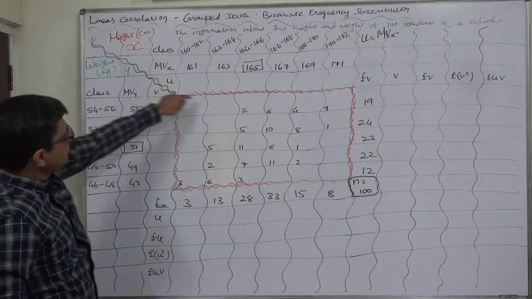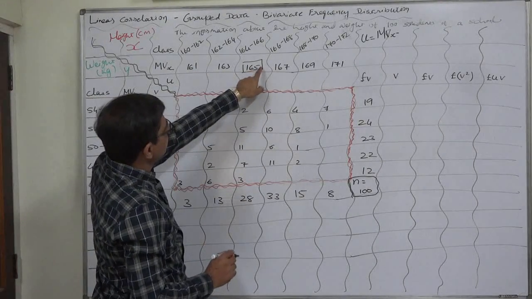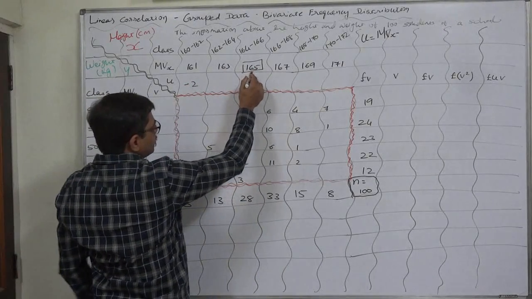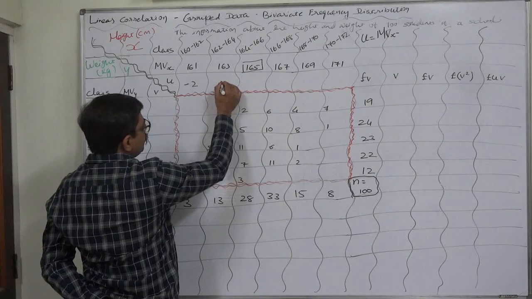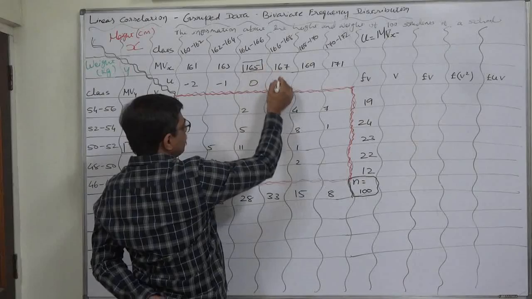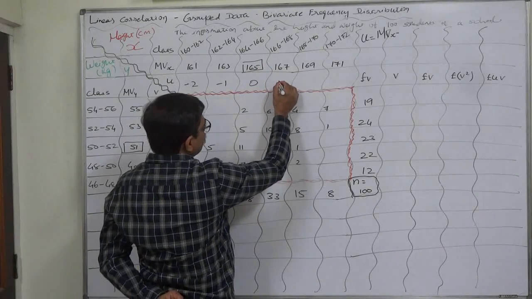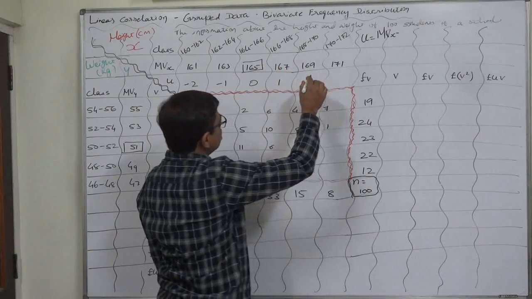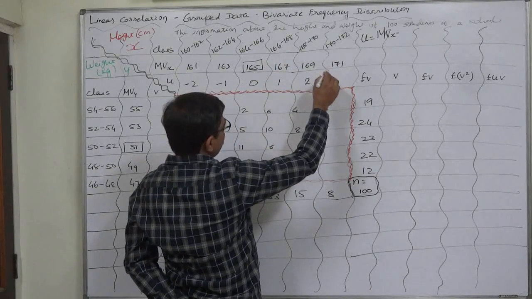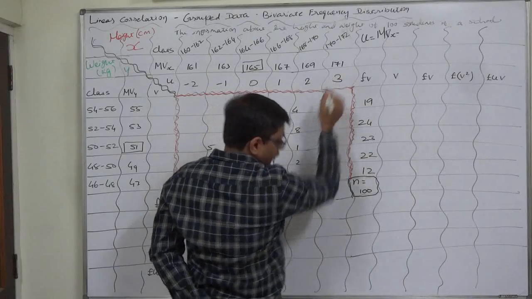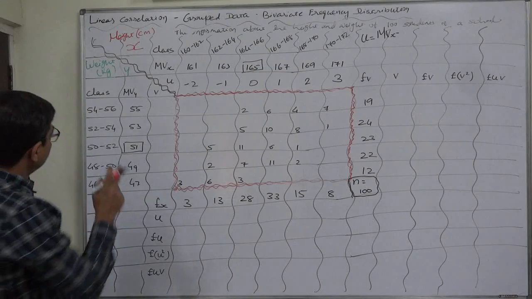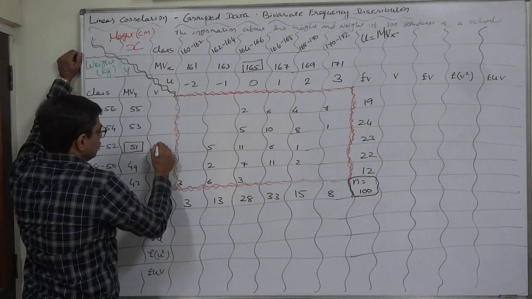So u will be now 161 minus 165, minus 4 divided by 2, minus 2. 163 minus 165, minus 2 divided by 2, minus 1. 165 minus 165, 0. 167 minus 165, 2 divided by 2 is 1. 169 minus 165, 4 divided by 2 is 2. 171 minus 165, 6 divided by 2 is 3. Okay, now the same way v.